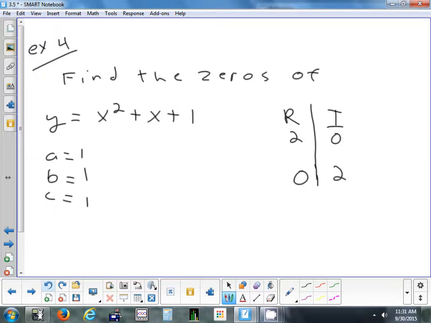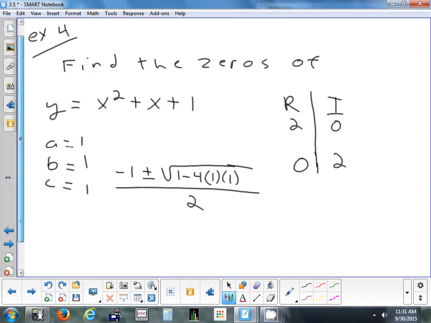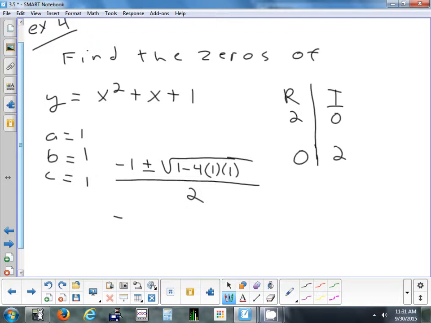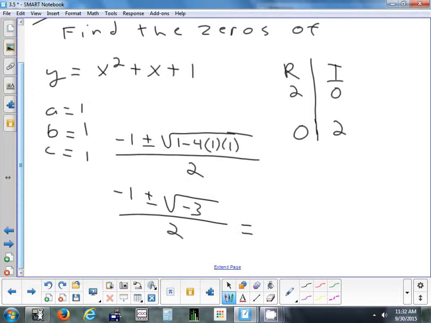Okay, so just fill it in and see what we get. Negative b plus or minus the square root of b squared minus 4ac all over 2a. Right, so we get negative 1 plus or minus the square root of 1 minus 4 times 1 times 1, which is 4. What's 1 minus 4? Negative 3. Okay, we already know we're going to get imaginaries. Okay, just simplify this as much as you can.